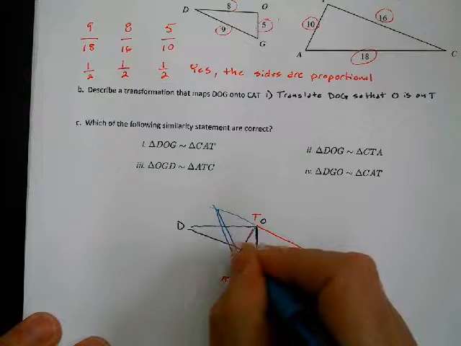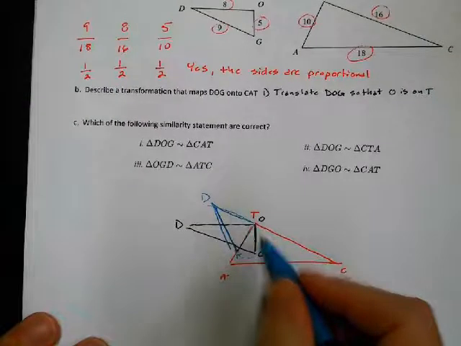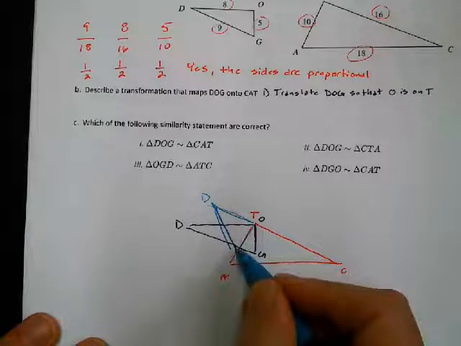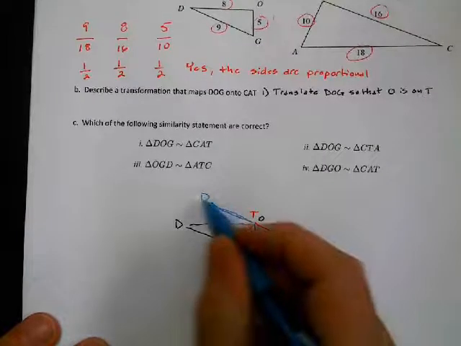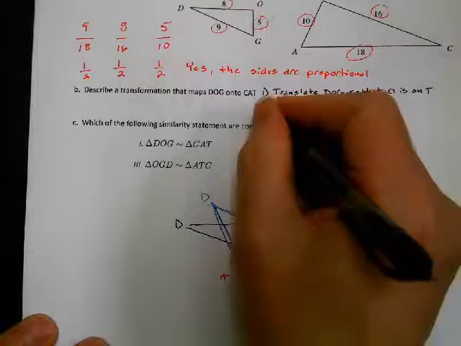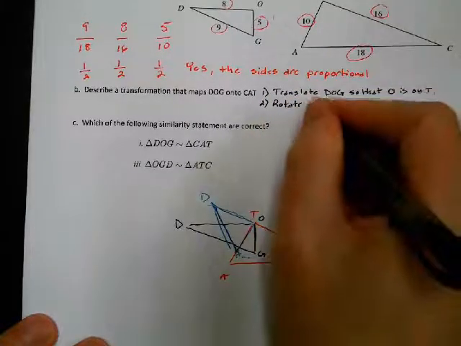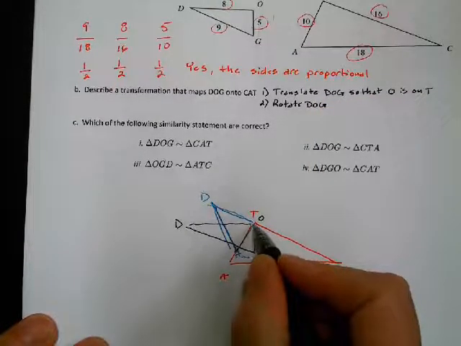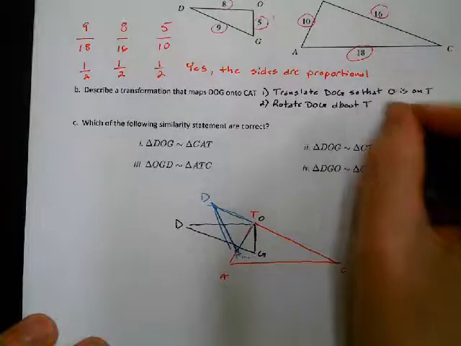So I would rotate it. I'd take this shape and rotate it, spin it, so that G shows up on this line. D's hanging out up there. So second step, rotate dog about T. So we're going to rotate based off of this, so that G is on top of this line TA. So I'm getting G on top of that line.